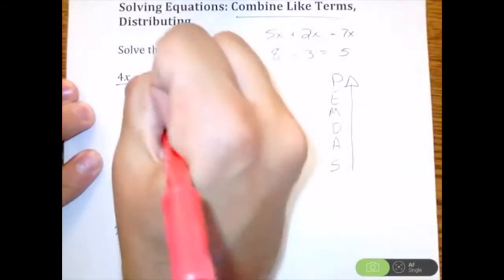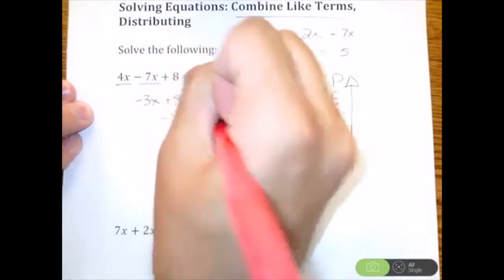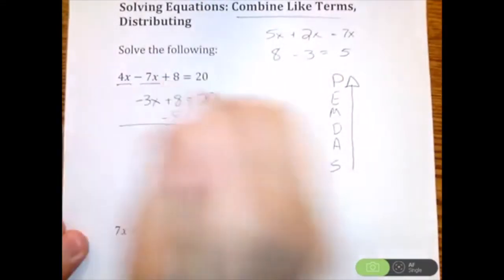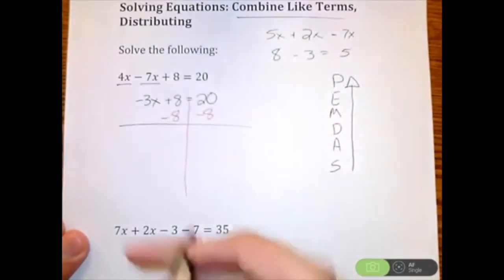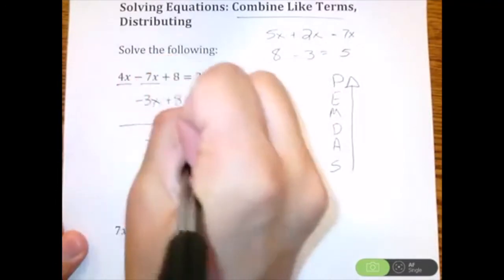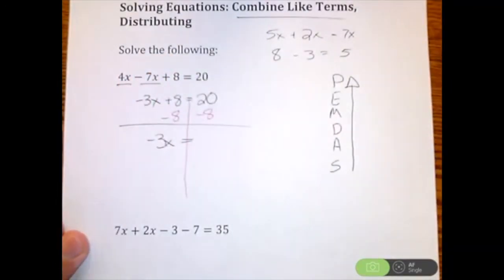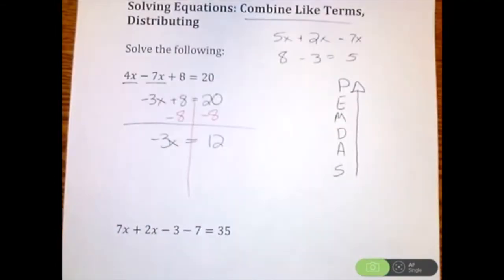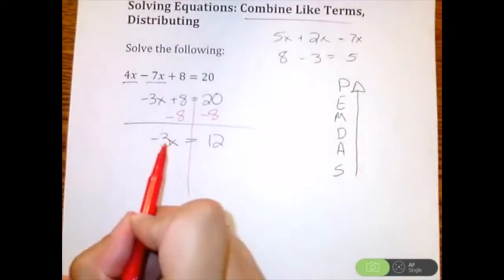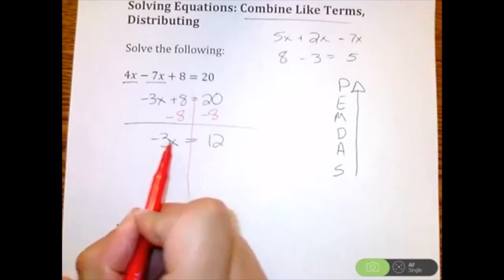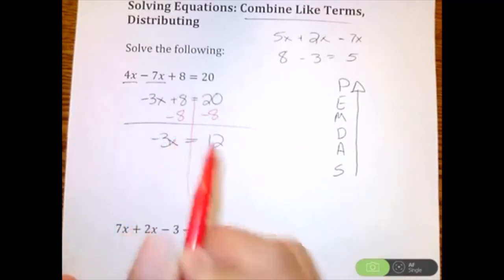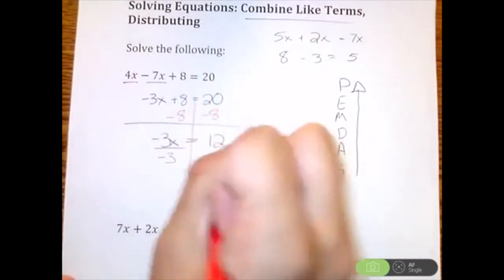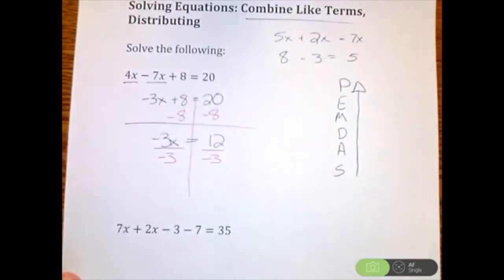So the opposite of plus 8 is a minus 8 to both sides. 8 minus 8 is 0, so on the left side I have a negative 3x. On the right side I have 20 minus 8, which is 12. Now I'm ready to work. This is multiplication here, negative 3 times x. The opposite of multiplying by negative 3 is dividing by negative 3 on both sides.